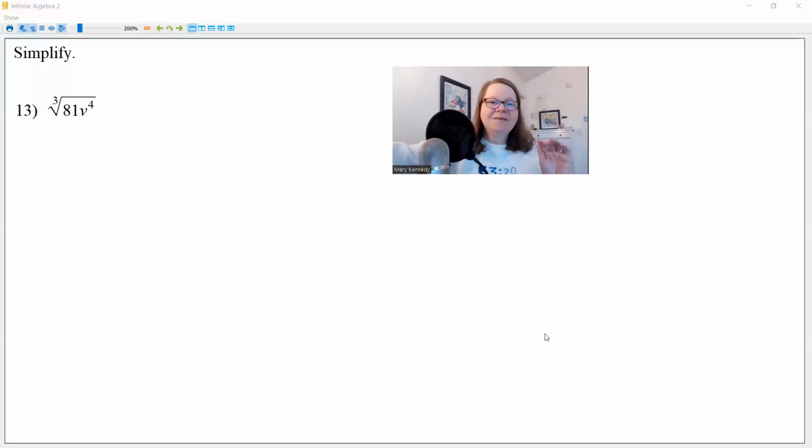Okay, let's take a look at this one where we have a cube root. That's the little 3 out in front. Let's see if we can figure this out.